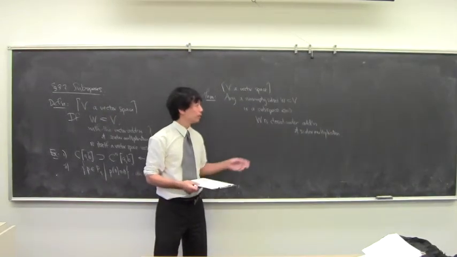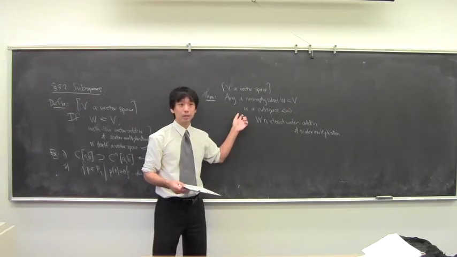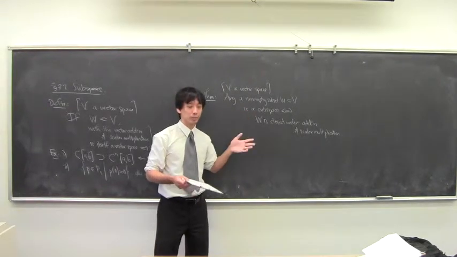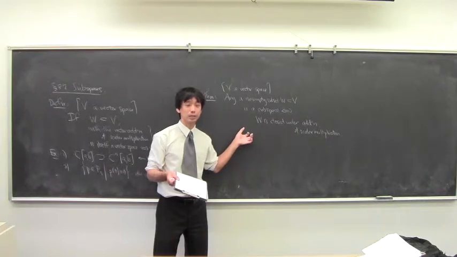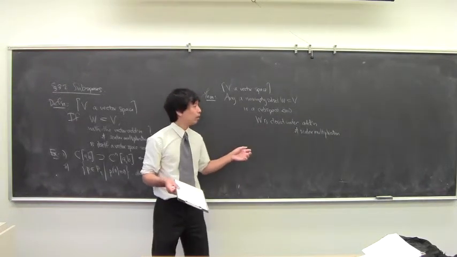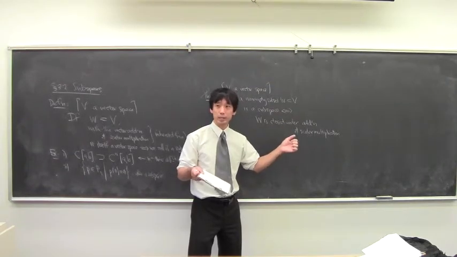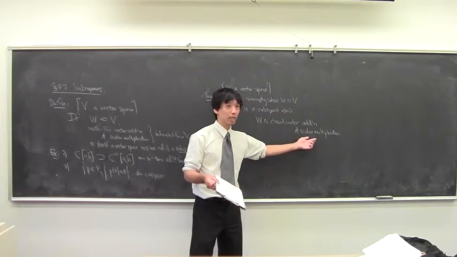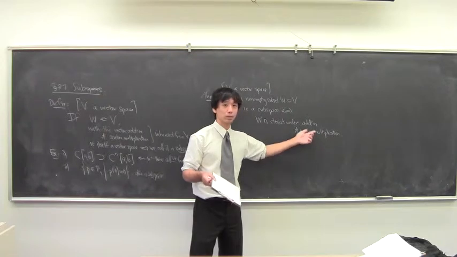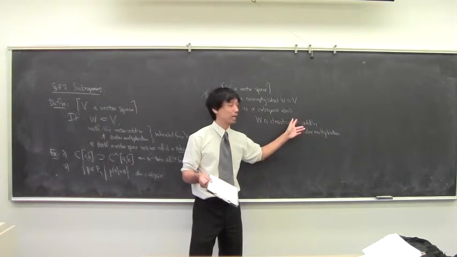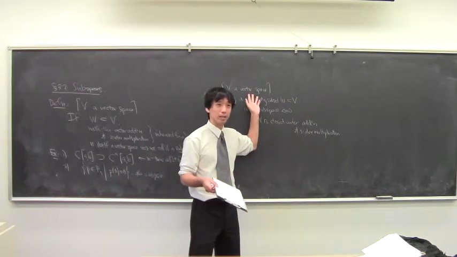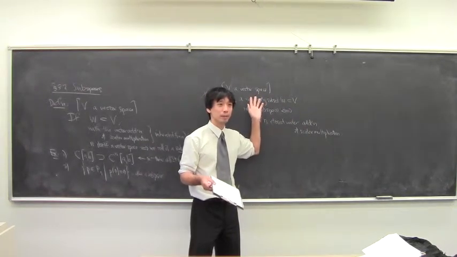Okay, so if somebody gives you some subset of a vector space and says, is this a subspace? All you have to do is check. If I add things together in there, do I stay there? And if I multiply by scalars, do I stay in that subset? And if those two things happen, then you can say, okay, yeah, then I have a subspace.